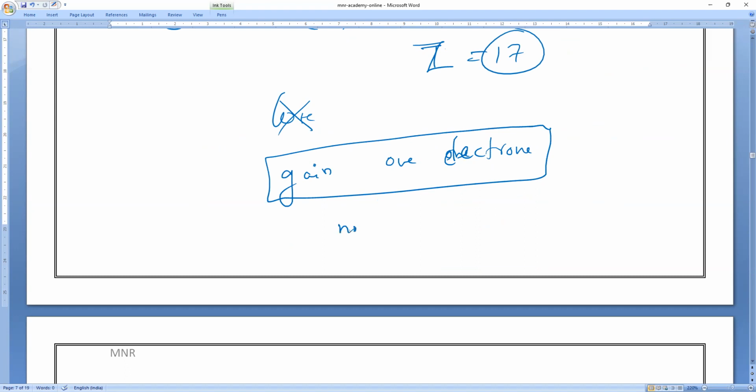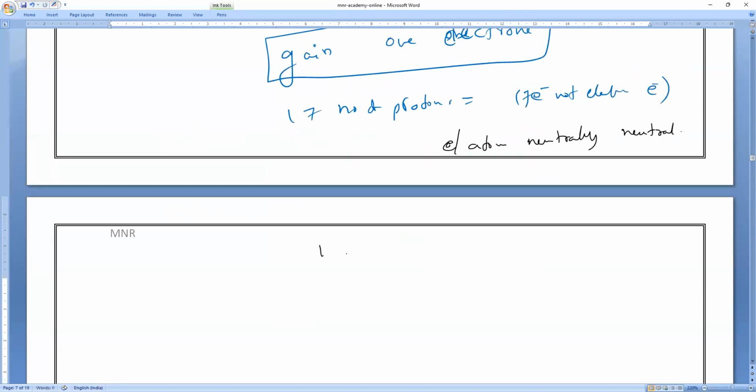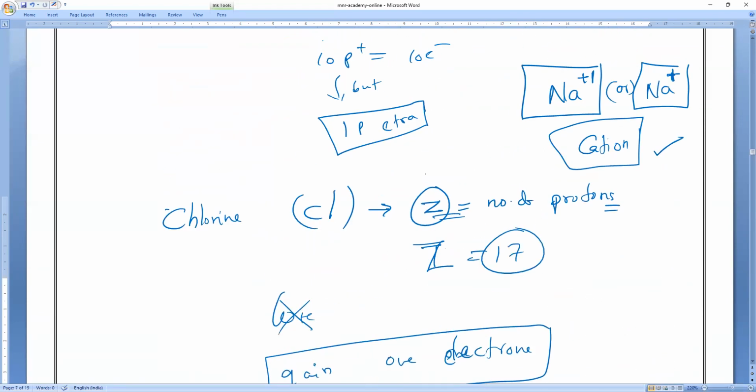So now, before, 17 protons equal 17 electrons. So the chlorine atom is electrically neutral, not a charged ion. Anybody? Chlorine atom is electrically what? Electrically neutral in nature. Okay. Now, if 1 electron is added, then what is the total, everybody? What is the chlorine?